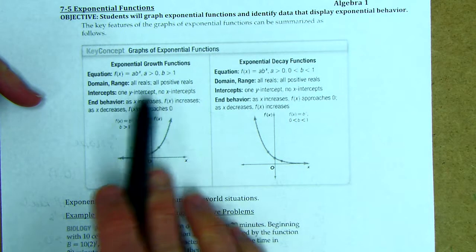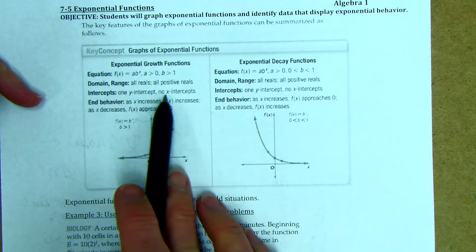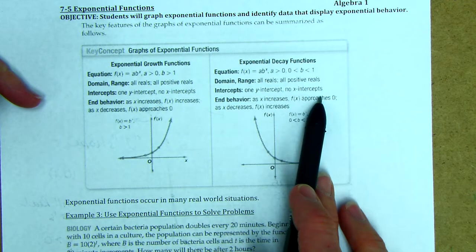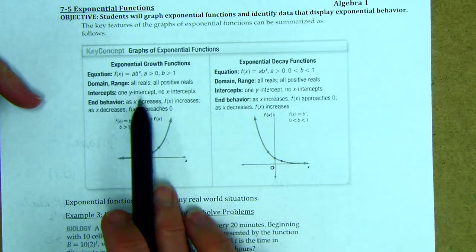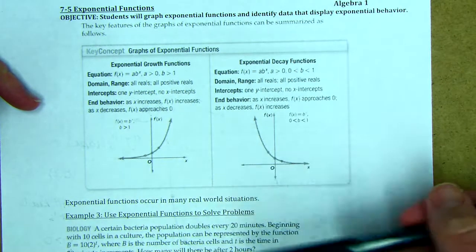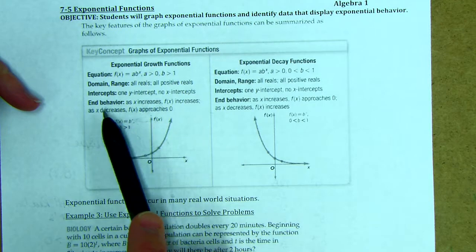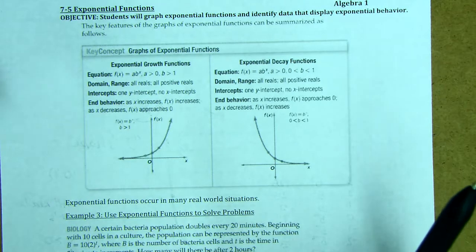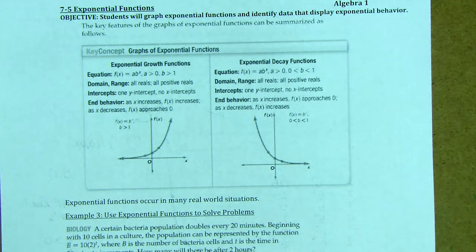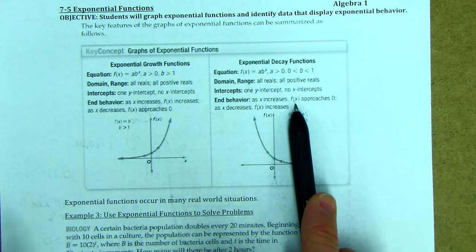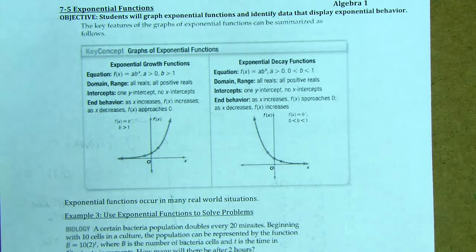It says all real numbers positive. The y-intercept, one y-intercept, there will not be any x-intercepts. Same thing for this one. One y-intercept, no x-intercepts. The range, it will be all positive for both of these because they don't go below. And then the end behavior, as x increases, y increases. As x decreases, it approaches 0. It will never actually be 0, but it will get infinitely closer and closer. So the end behavior on this one, as x increases, f of x, which is referring to the y value, approaches 0. As it decreases, it increases.